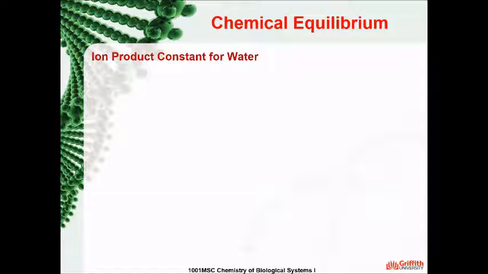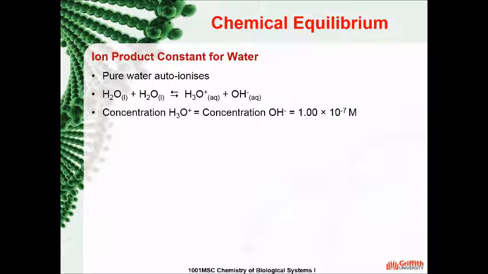As we mentioned in Module 8, water undergoes auto-ionization, as shown in the following equation. H2O plus H2O gives H3O plus OH minus. In pure water, the concentration of hydronium ions is equal to the concentration of hydroxide ions, and that is 1 times 10 to the negative 7 molar. From that, we can determine a new constant called the ion product constant for water.